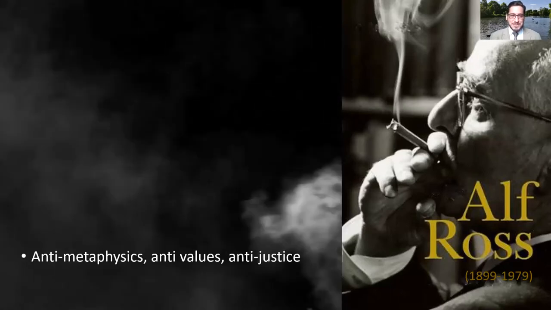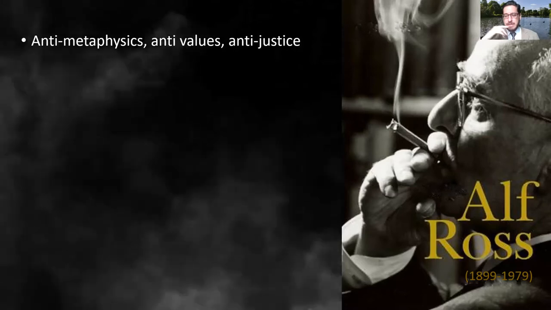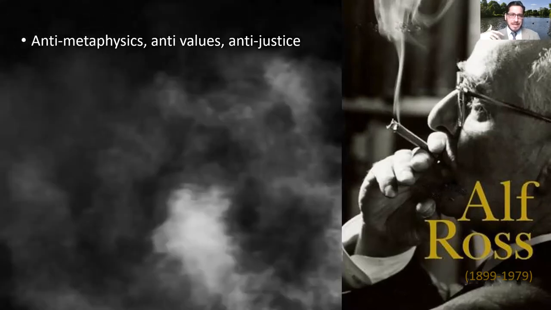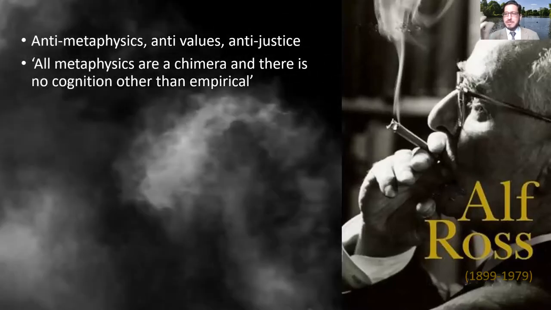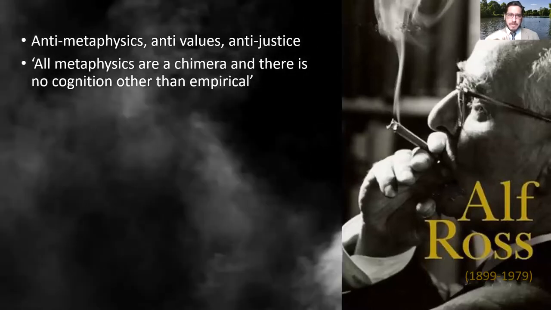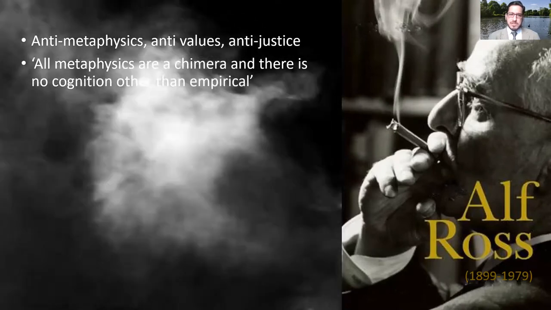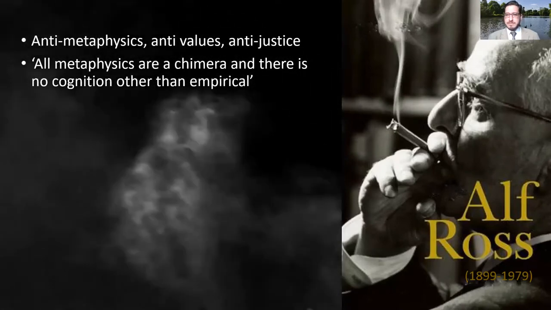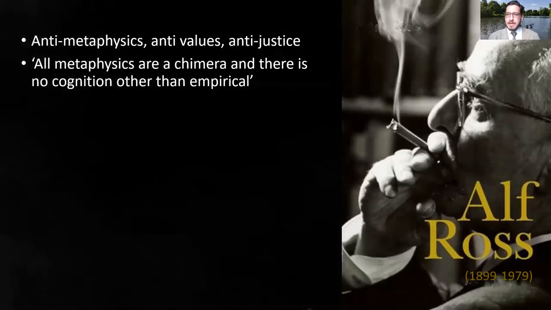So let's see another author, Alf Ross. Most of them used to smoke a lot, as you see. And he developed the ideas of Hagerstrom: anti-metaphysics, anti-values, anti-justice. It has nothing to do with the law. All metaphysics are a chimera, and there is no cognition other than empirical. How do we know what the law is in each place and time?